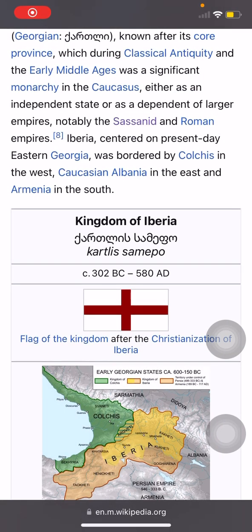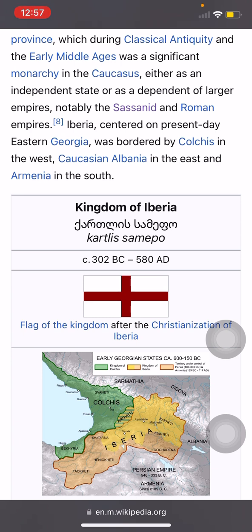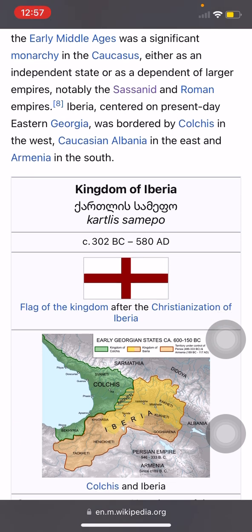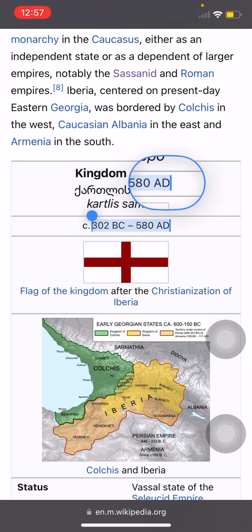Okay, what's happening? So as you can see, we know England, Ireland and Iberia are pretty much one and the same, which is ruled by different principalities, such as the Spanish or the Portuguese. So anyway, we got 302 BC to 580 AD.